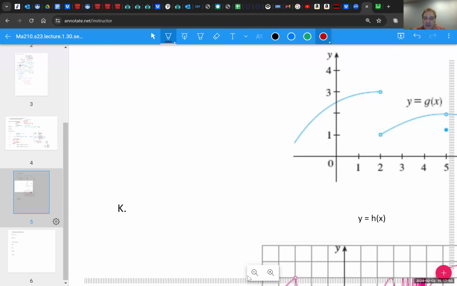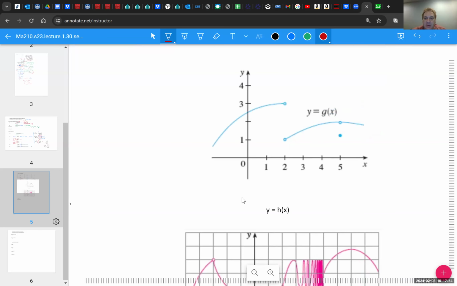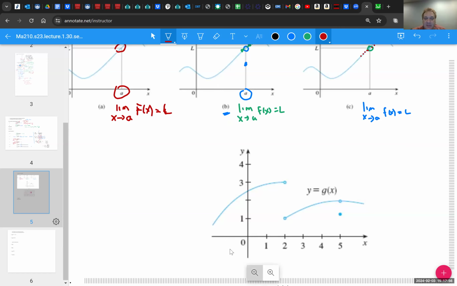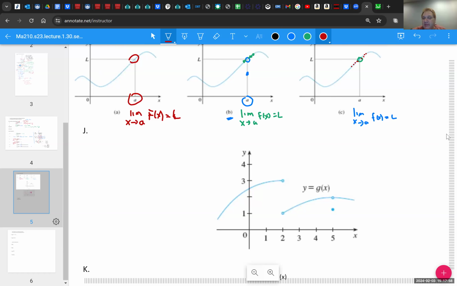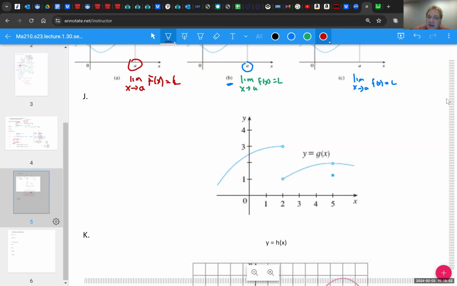All right, let me zoom out here. So I have an example here of a graph of the function g(x). I'm not going to give you the equation right now. I'm not worried about equations as much as trying to help people understand limits. We talked about one-sided limits and two-sided limits.